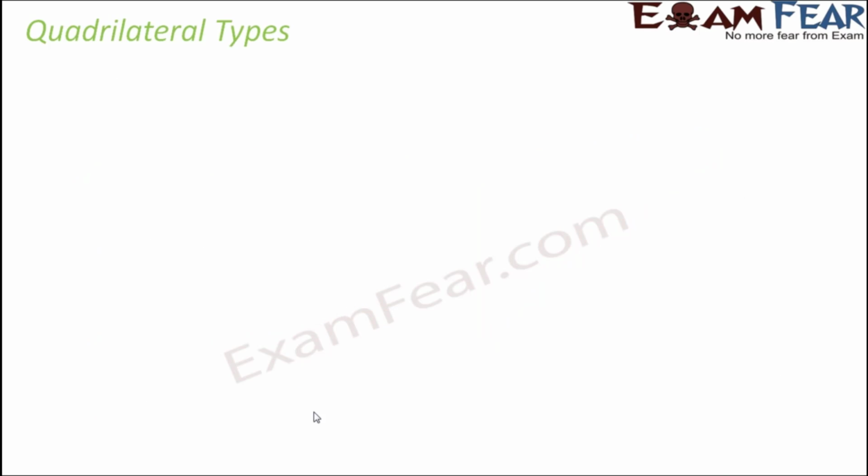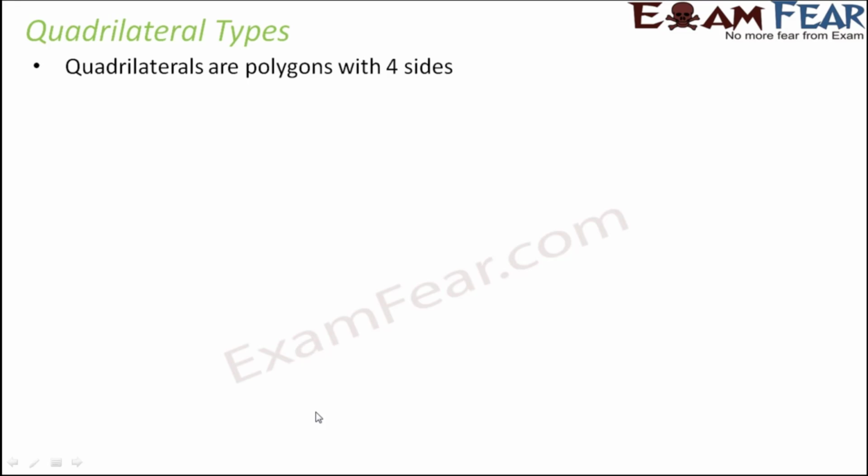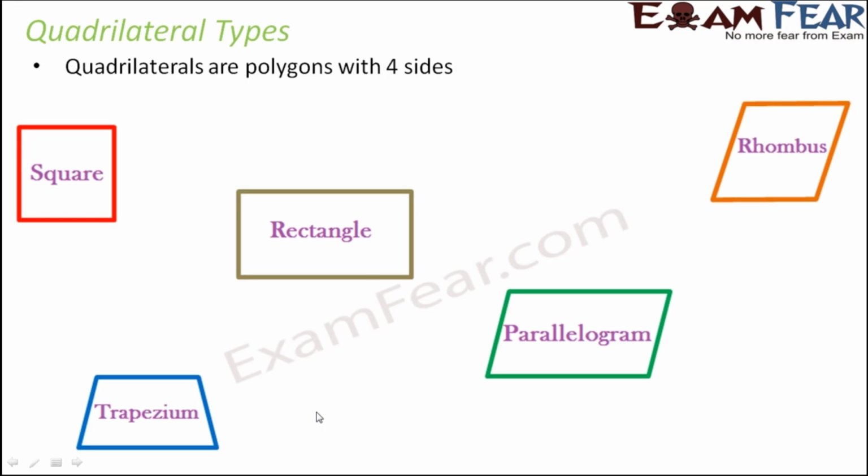So let's now talk about the types of quadrilateral. Now, you might be wondering that all quadrilaterals will have 4 sides, so on what basis are we going to differentiate quadrilaterals into different types? Well, what we are going to judge is if all the 4 sides are equal or not, if all the 4 angles are equal or not.